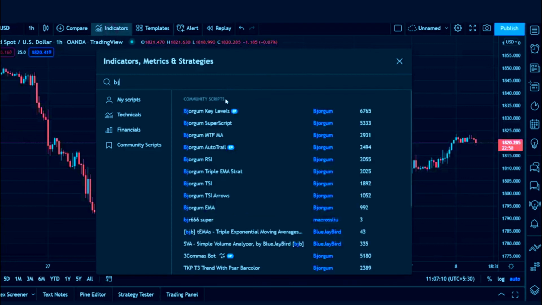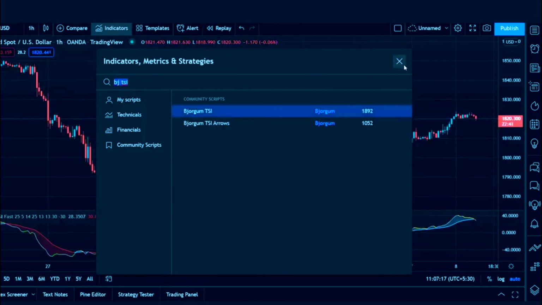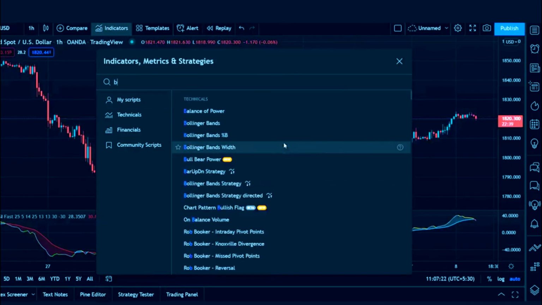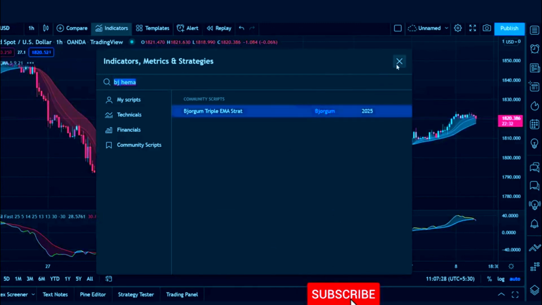First of all, we have to search BJ TSI in the search box of TradingView, and click on the Bjorgum option. After that, we have to apply another indicator on the chart. We have to search TSI EMA in the search box of TradingView, and click on the Bjorgum EMA Street option. Now our setup is ready.